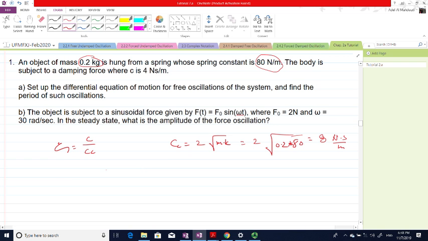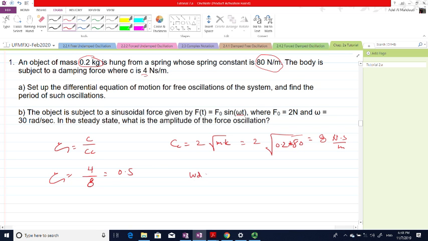Then you just find zeta. Zeta, we already have C, it will be 4 divided by 8. It will give you 0.5. What's the unit? Unitless, right? Which is a fraction, okay, which is 0.5. Great. So we find zeta.